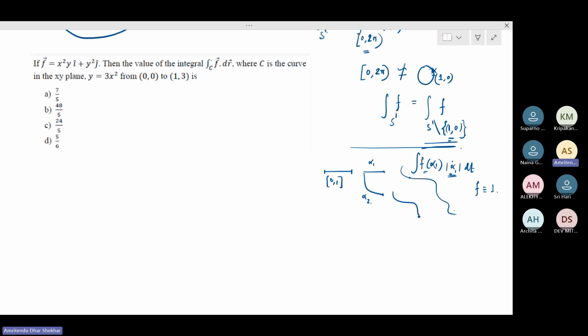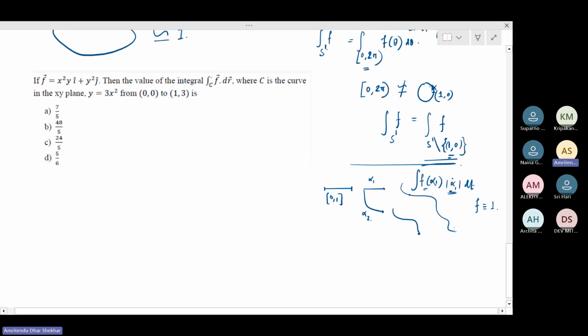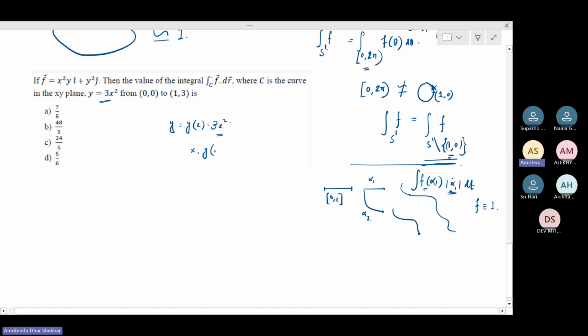So here you have a curve. The curve is given as a graph of a function. Whenever you say you perceive the curve in the xy plane, y is equal to 3x squared. So this is the graph of a function. The function here, which is y, is equal to 3x squared, and the graph of the function is basically x comma y of x. So this is your curve.